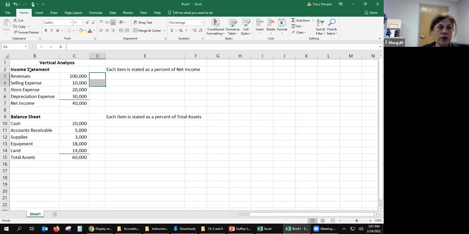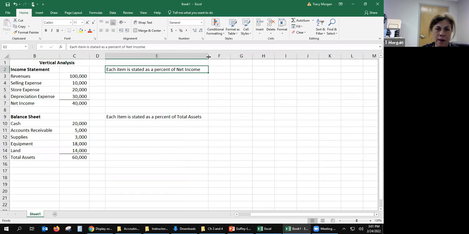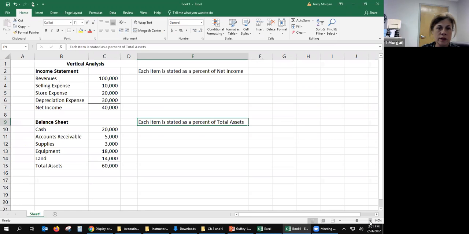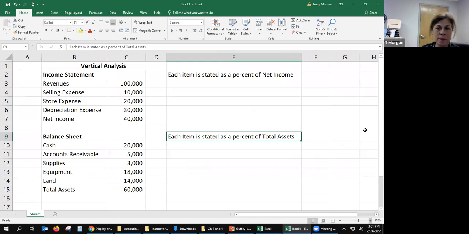You'll see here that for the income statement, each line item will be stated as a percent of net income. For the balance sheet, each line item is going to be a percent of total assets. I'm going to make this a little bit bigger here for you to see, okay?